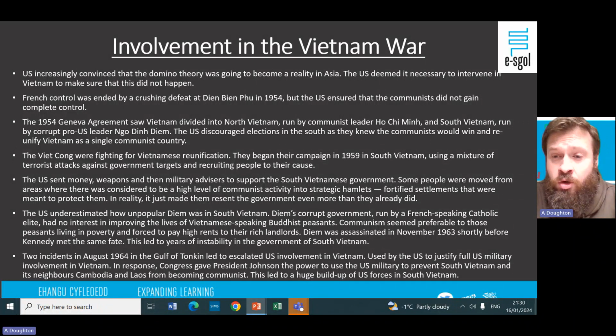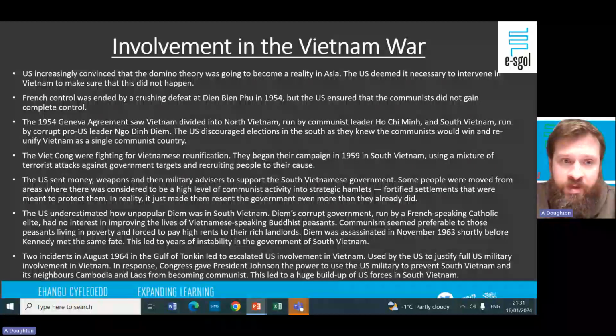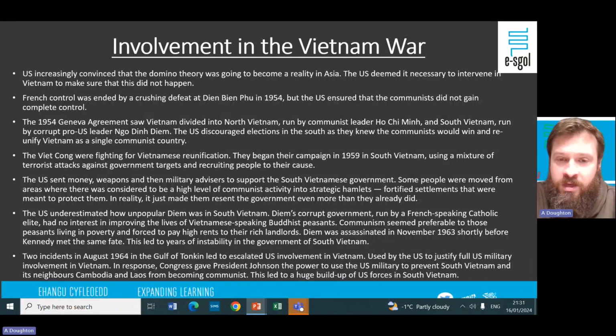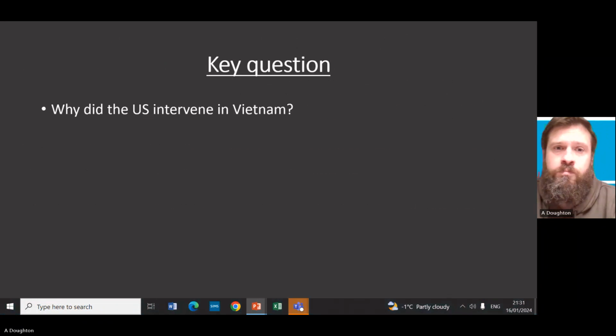So he was assassinated in November 1963, and this led to instability in the South. Now, there are two incidents in the Gulf of Tonkin in 1964, which then led to US involvement. And now they justified full US military involvement in Vietnam. So with President Johnson, then it escalated this situation. Rather than providing money, weapons, and advisors, they now had men down in Vietnam. So a quick key question then, why did the US intervene in Vietnam?